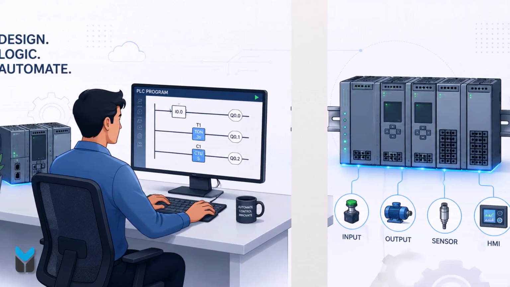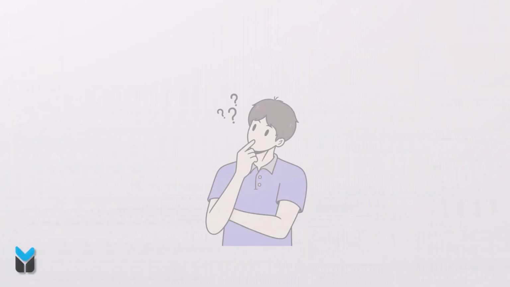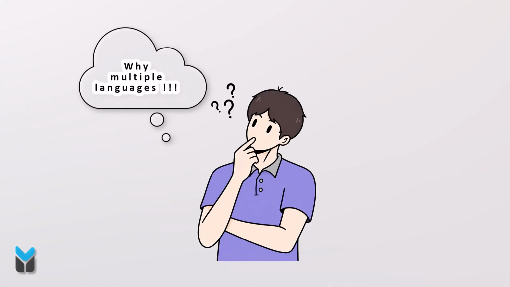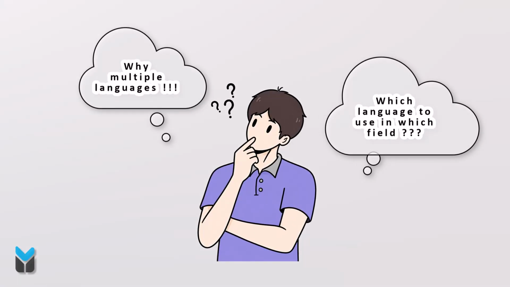When we program a PLC, there are multiple ways to write the same logic. Why do we need multiple languages to control the same system? What limitations does each one overcome? In this video, you'll explore the evolution of PLC programming and understand how each language fits into real industrial applications.